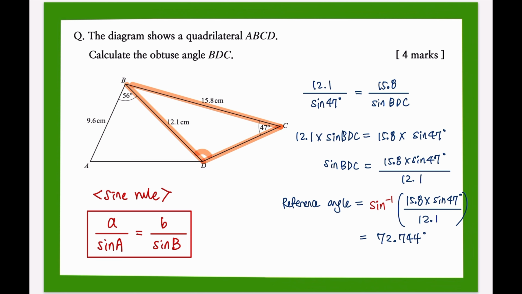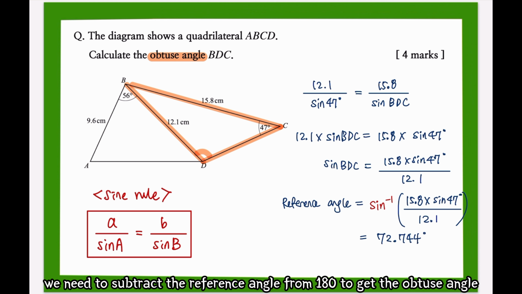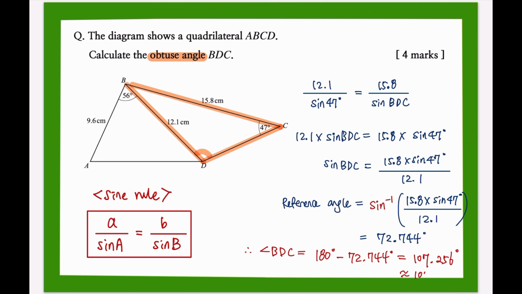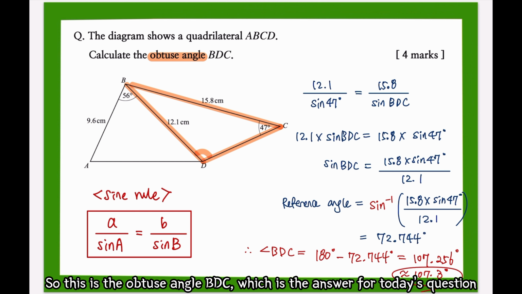72.744 degrees. So this is the reference angle, and since we have to get the obtuse angle of BDC, we need to subtract the reference angle from 180 to get the obtuse angle. Therefore, angle BDC is equal to 180 minus 72.744 degrees, which is 107.256. Round off to 1 decimal place, then the result is 107.3 degrees. So this is the obtuse angle BDC, which is the answer for today's question.